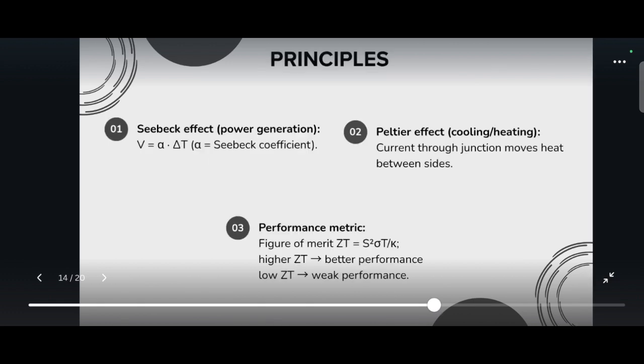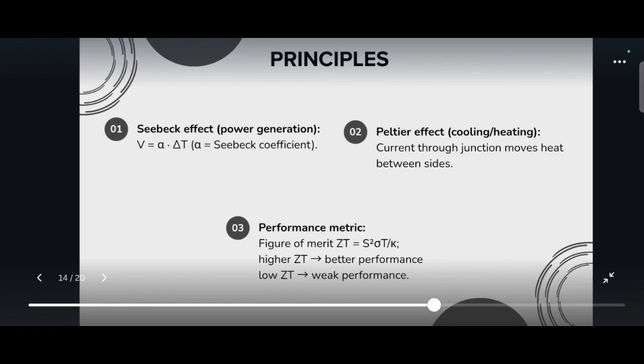Principles: the Seebeck effect. V equals alpha times delta T. This formula is just saying that the voltage depends on the temperature difference. If the hot side gets hotter, the voltage goes up. If both sides are at the same temperature, the voltage is zero.